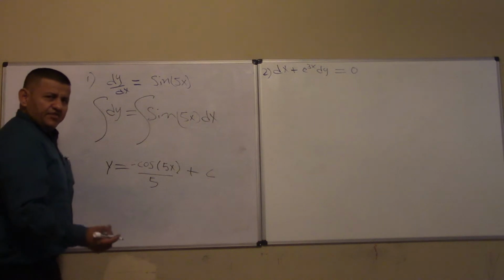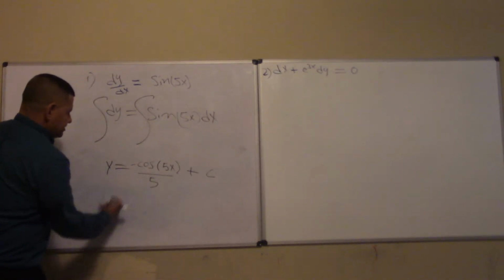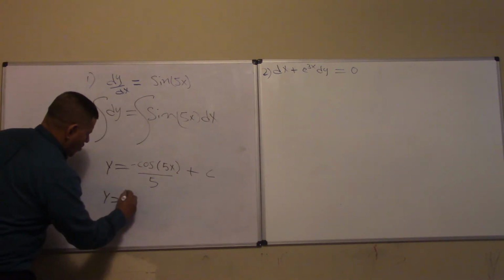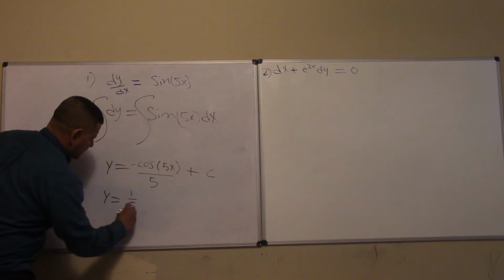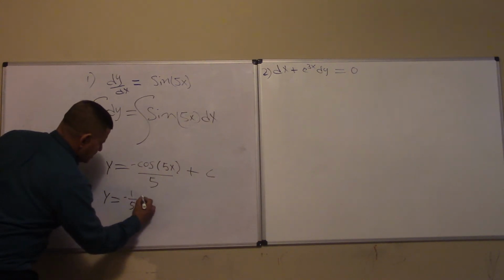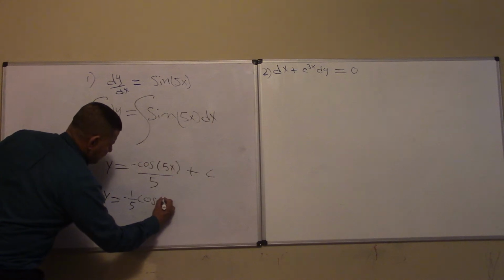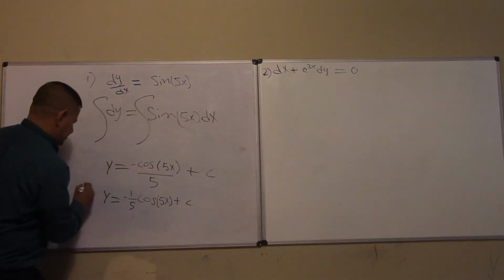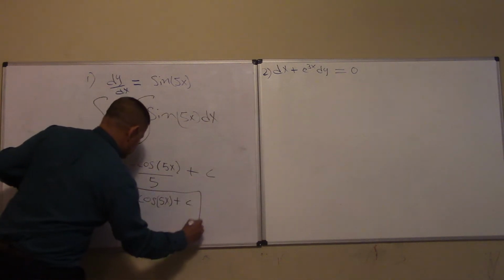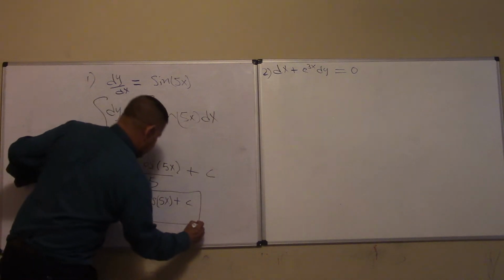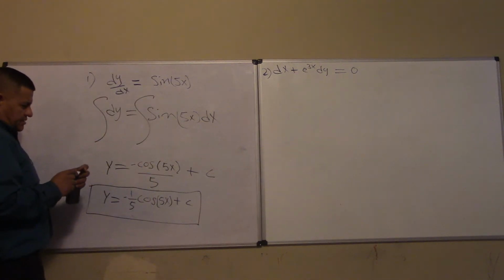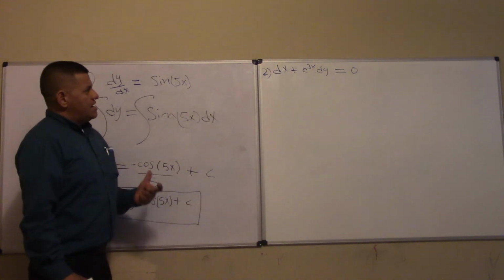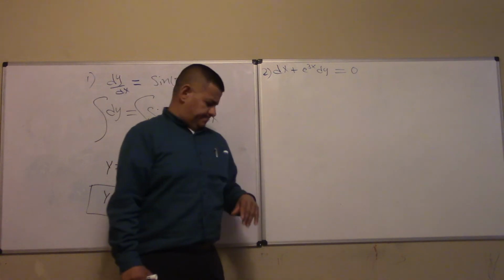Now can I clean this up a little bit? Of course. I just pull that out and I get y equal to negative 1/5 cosine of 5x plus c. Okay, so that's number one, right? Not too bad. Now let's do this one. This one is a little more challenging.